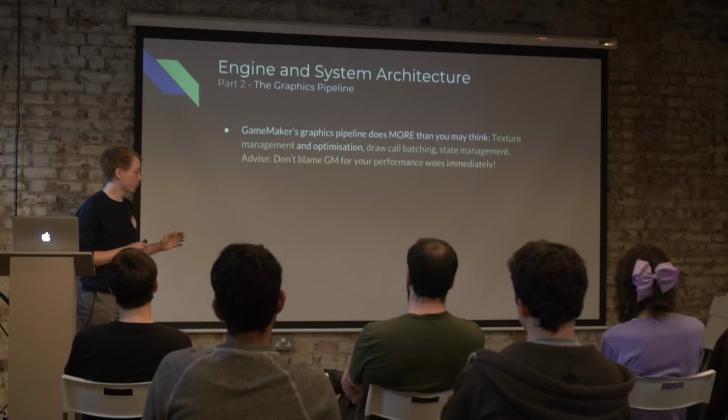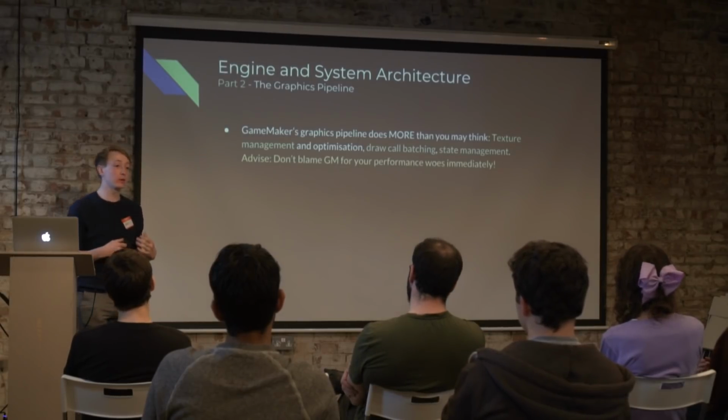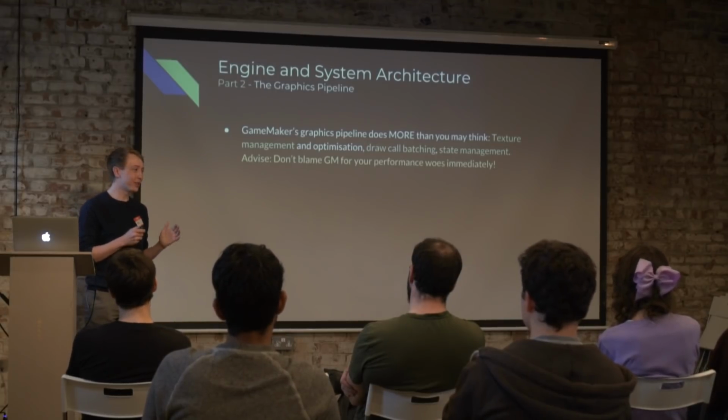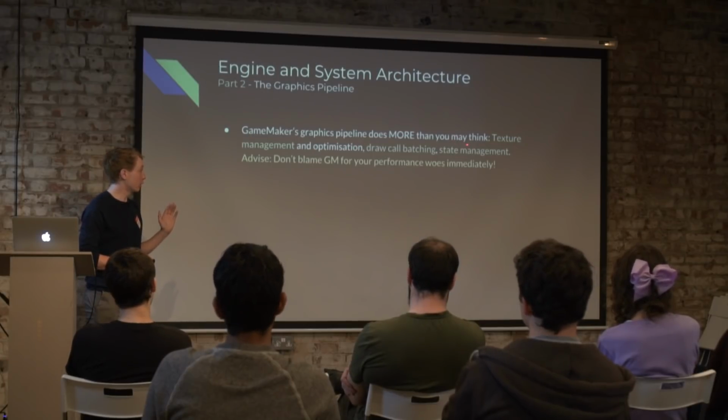It tries to optimize things as best it can, but generally how people use GameMaker affects how fast it runs. And because GameMaker gives you so much freedom and so much control over your rendering, you can end up indirectly, accidentally making your game slower without even realizing it. So some of the optimizations that GameMaker does is texture management. You might see that in texture pages.